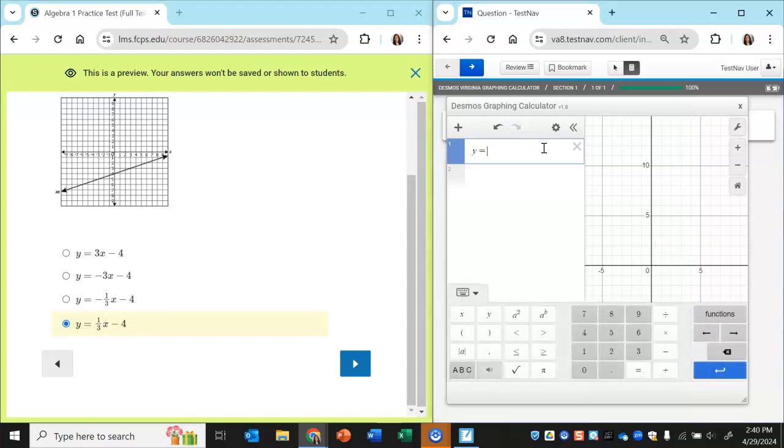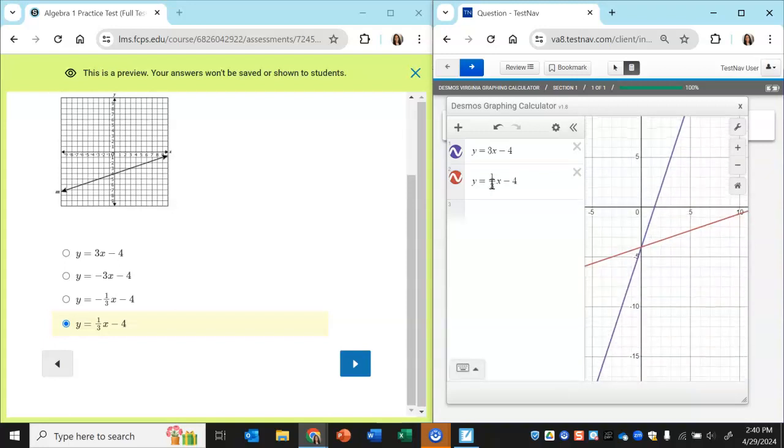So you have y equals 3x minus 4. That's too slanted. Let me try the next one. y equals 1/3 x minus 4. Yeah, I think that's it. So just double check. It's going through -4, and then the slope is up 1/3, up 1/3. Yep, that one looks good.